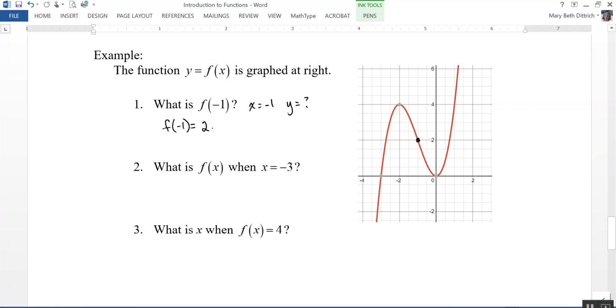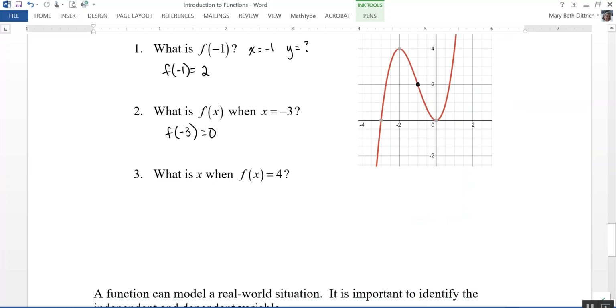Now it says, what is f of x when x is equal to negative 3? Well, when x is negative 3, my y value right here is going to be 0. So f of negative 3 is 0. And my last one here says, what is x when f of x is 4? So when f of x, or my y value, is 4, my x is going to be this point here, which is negative 2. So x is equal to negative 2 when f of x is 4. And that would be represented by this point right here.